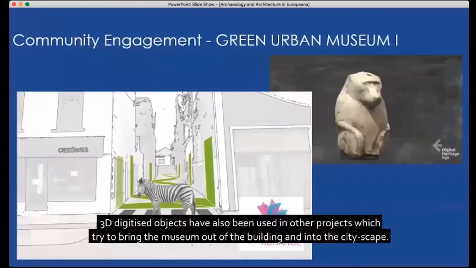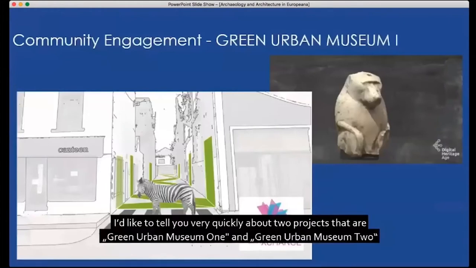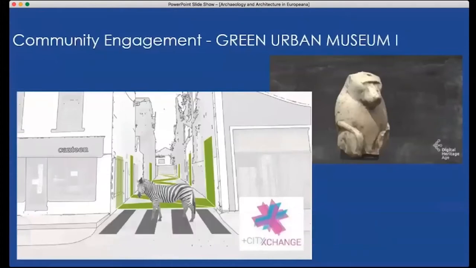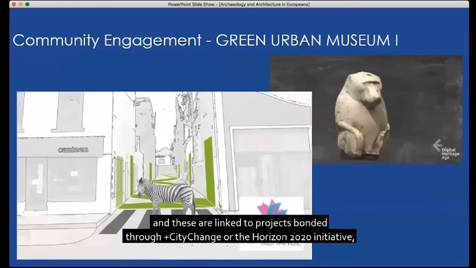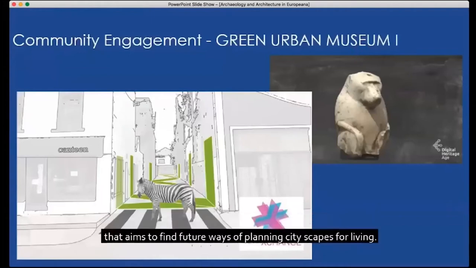3D digitized objects have also been used in other projects which try to bring the museum out of the building and into the cityscape. I'd like to tell you very quickly about two projects, Green Urban Museum 1 and Green Urban Museum 2. And these are linked to projects funded through City Exchange or Horizon 2020 initiative that aims to find smarter ways of planning cityscapes for living.